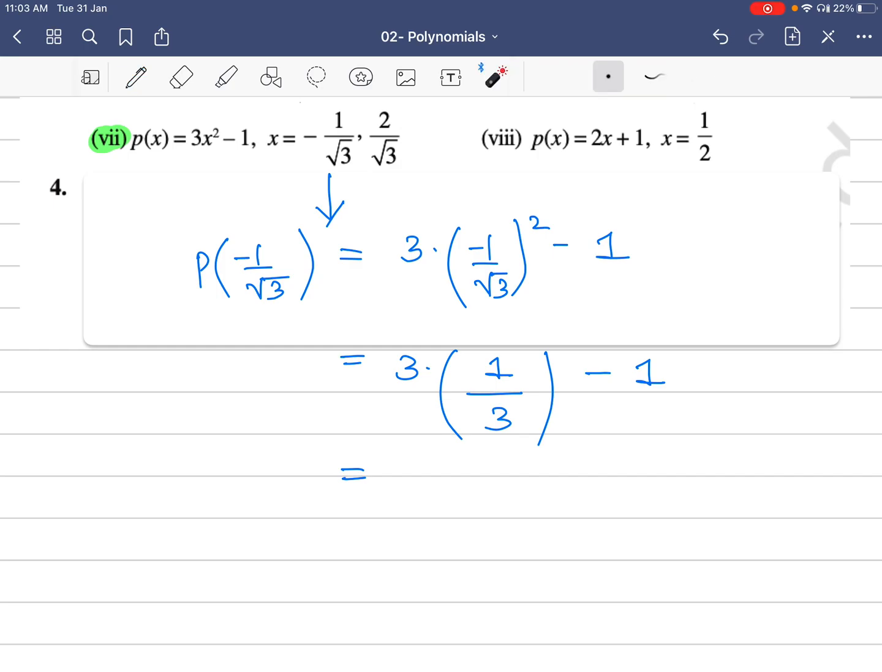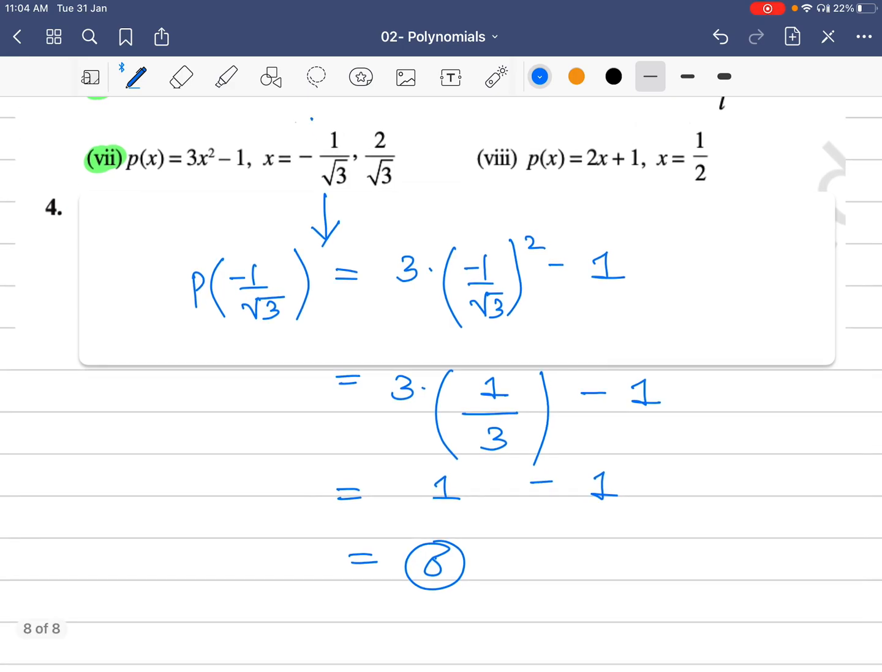Now once again, this 3 and this 3, they will cancel each other out. So what will remain is 1. So 1 minus 1. And what is 1 minus 1? It is equal to 0. So yes, this one, the first one, is definitely a 0 of the polynomial.